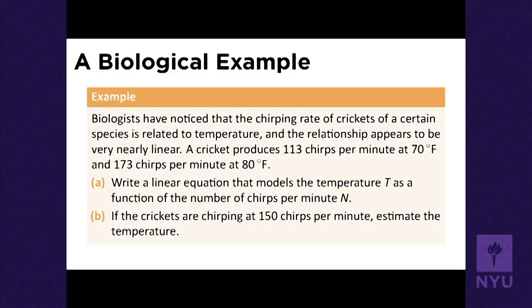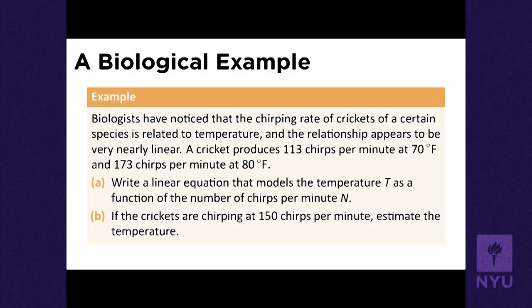Here's another example, from the realm of taxicabs to the realm of biology. Biologists have noticed that the chirping rate of crickets of a certain species is related to temperature, and the relationship appears to be very nearly linear. A cricket produces 113 chirps per minute at 70 degrees Fahrenheit, and 173 chirps per minute at 80 degrees Fahrenheit. Part A, write a linear equation which models the temperature as a function of the number of chirps, and then predict the temperature if you know that the crickets are chirping at 150 chirps per minute.